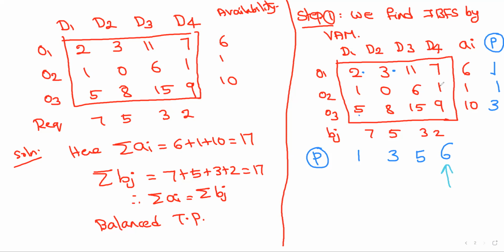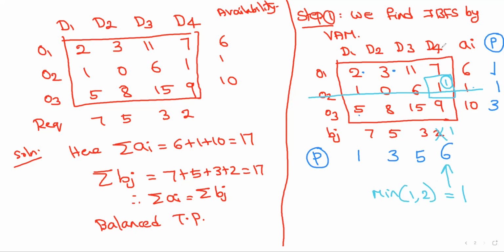In this column with penalty 6, we have to search for the least element. In the second row the minimum is 1. What is the availability? 1. Requirement 2. The minimum of 1 and 2 is 1. So we have to allocate 1 only. The row is completely satisfied. Cancel it. And here 2 minus 1 becomes 1.